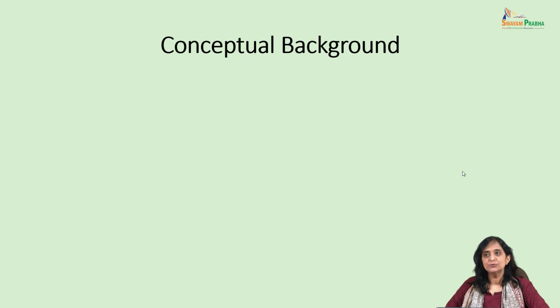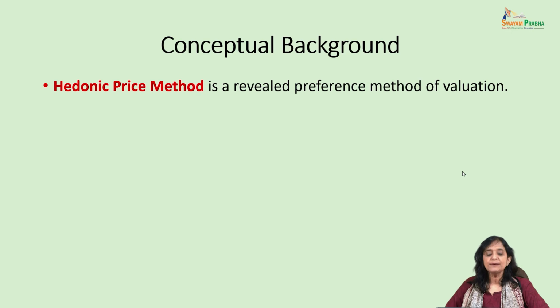Let me give you a conceptual background of the hedonic price method. The hedonic price method, as I have told you in the previous lecture, is a revealed preference method of valuation. If you remember, in the last lecture, we talked about another technique of the revealed preference method. Do you remember that technique? Just give it a thought. The first technique which we discussed was the travel cost method.